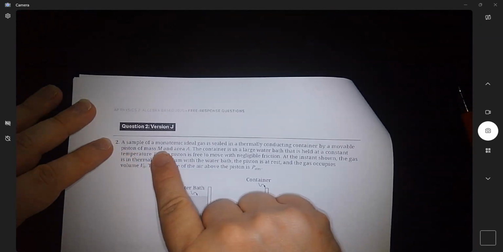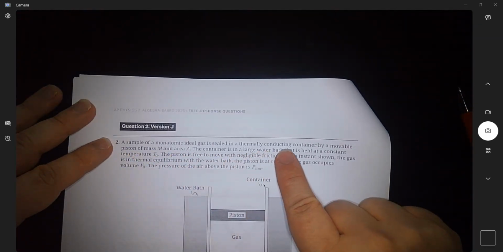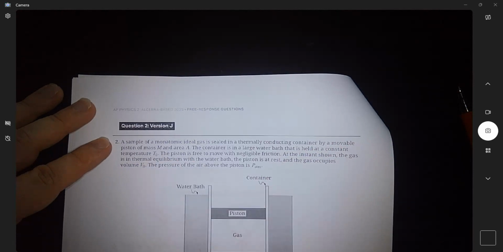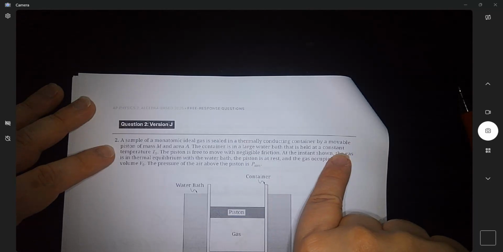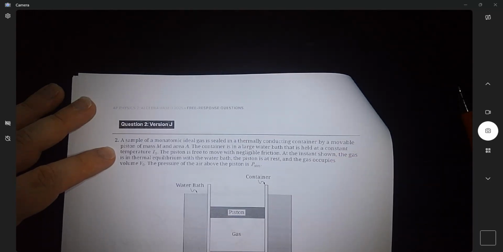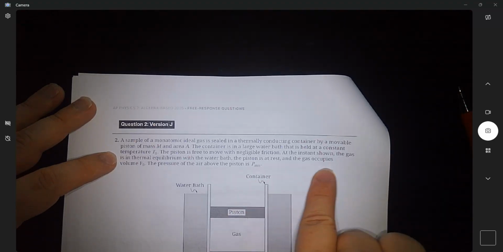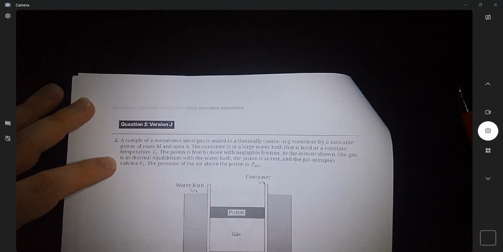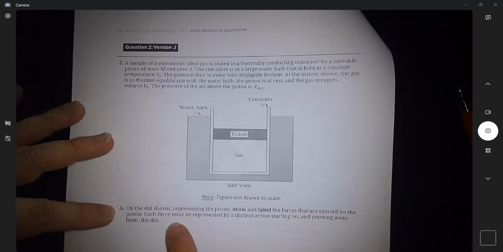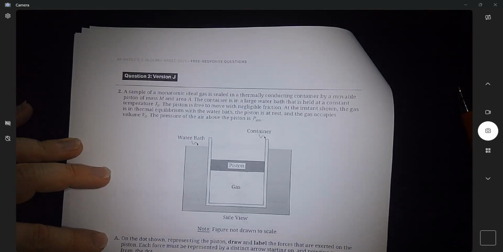Okay, a sample of monatomic ideal gas is sealed in a thermally conducting container by a movable piston, mass M, area A. The container is in a large water bath that is held at a constant temperature. The piston is free to move with no friction. The gas is in thermal equilibrium with the water bath. The piston's at rest. The gas has volume V naught, and the pressure of the air above the piston is P atmosphere.